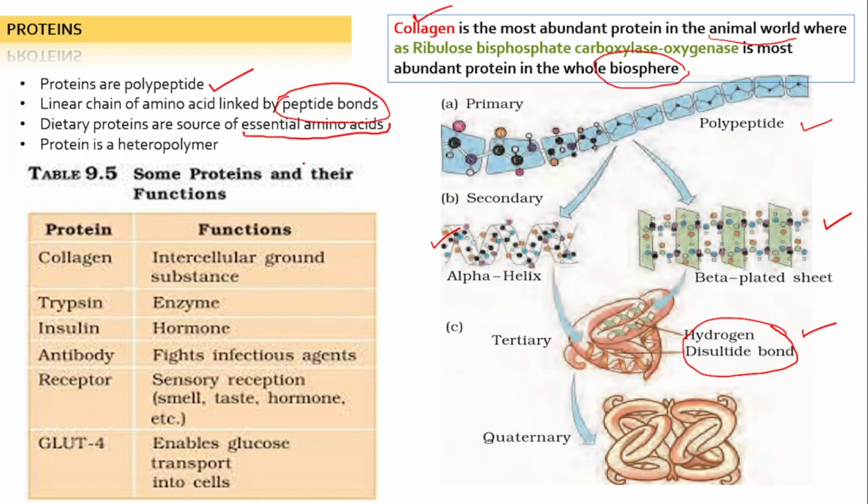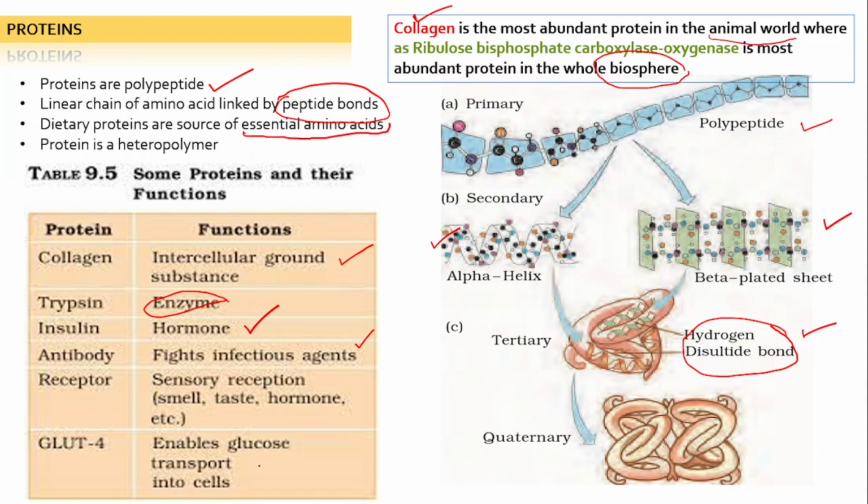Coming to this table, some proteins and their functions. Collagen, intercellular ground substance. Trypsin is an enzyme. Insulin is a hormone. These are all proteins whose functions are different at different places. Antibody is also a protein, but it fights infectious agents. And receptor, sensory reception like smell, taste, hormones, etc., like how we smell, how we taste, and hormonal responses. And GLUT4 enables glucose transport in cells.